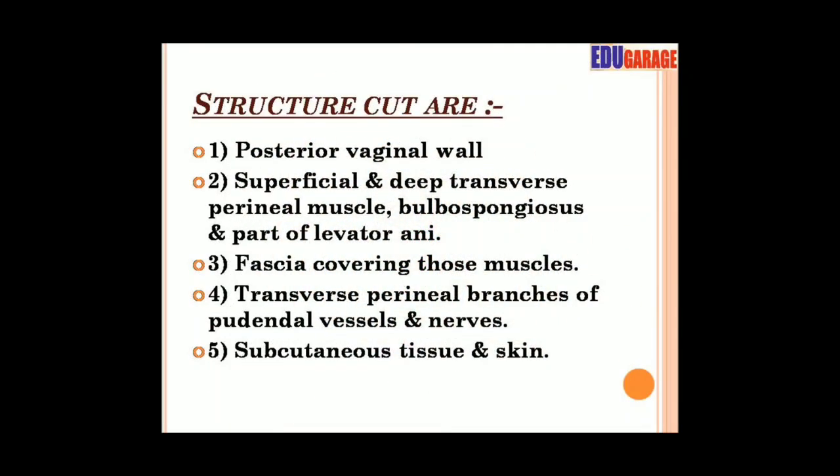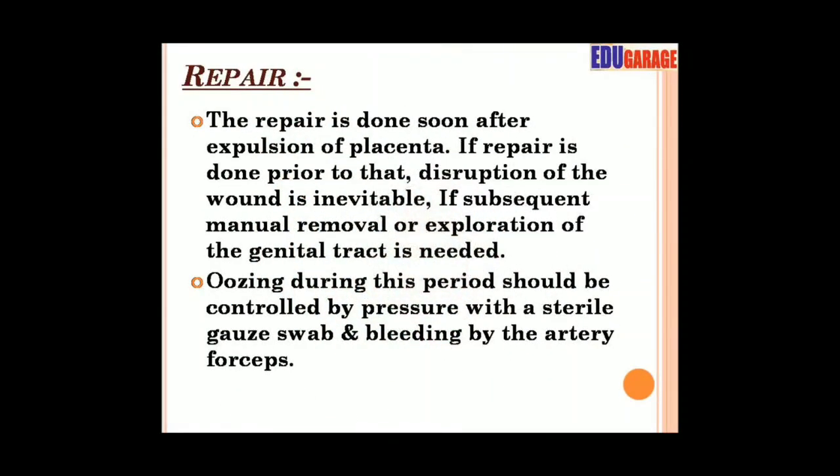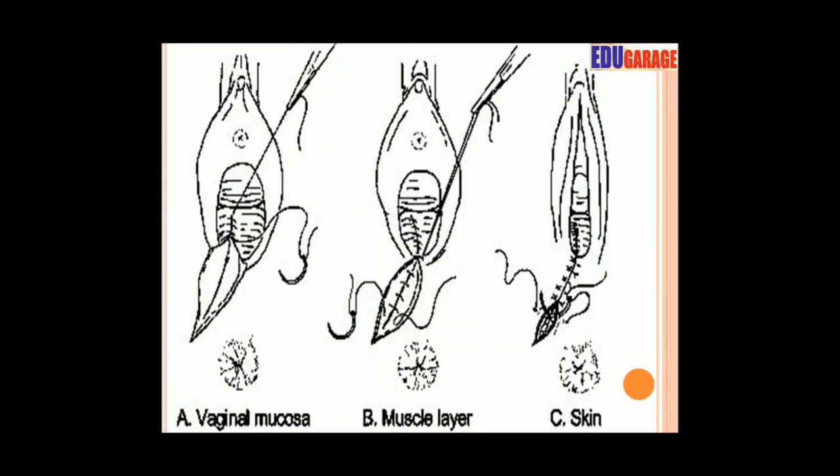What structures are cut during episiotomy? The posterior vaginal wall, bulbospongiosus, levator ani, fascia and muscles. Those are the muscles cut during the episiotomy. Here you have to remember that some complications will be there when you go for a median. The repair should be done once the baby and placenta are expelled. Oozing will be there, which has to be controlled with vaginal pads.